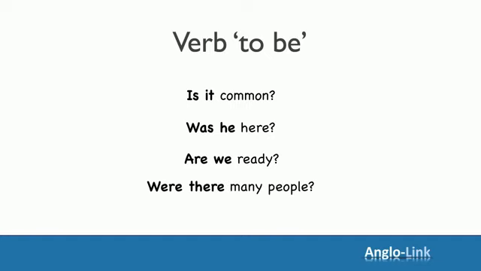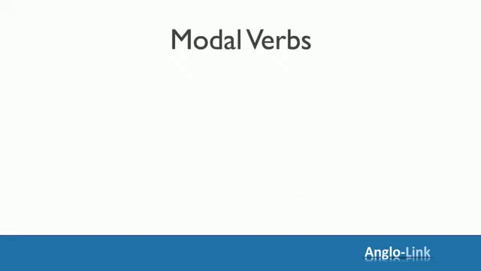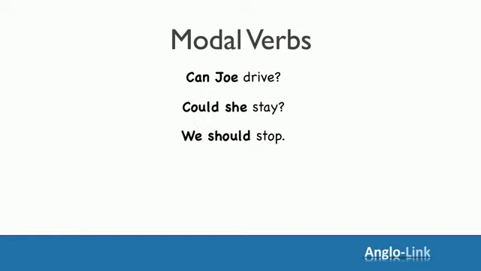Now let's look at how we formulate questions with modal verbs. First example, Joe can drive. Like the verb to be, all you need to do is to move the verb behind the subject. Can Joe drive? She could stay. Put could behind she. Could she stay? Let's look at another one.